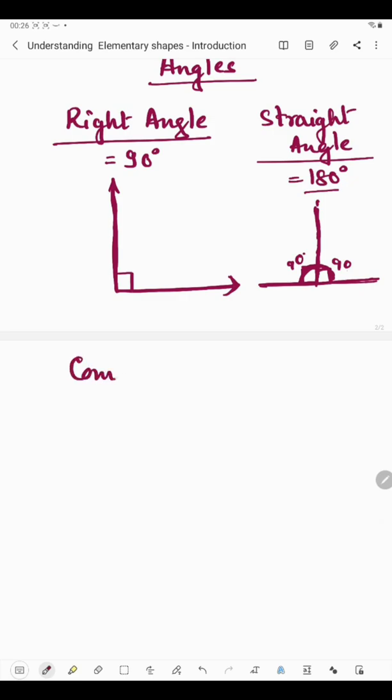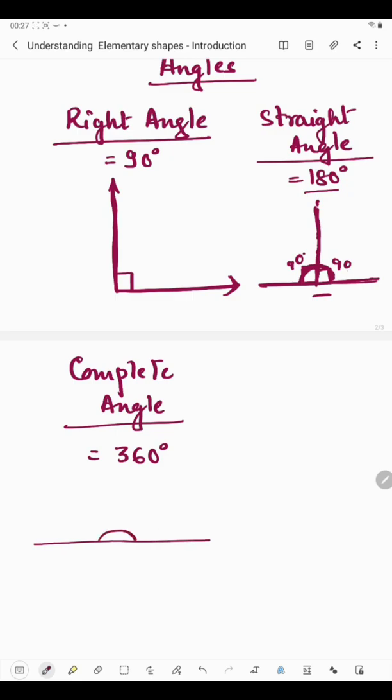Now next we have the complete angle. Now see here, 180 degrees is double of 90 degrees and the complete angle is double of 180 degrees. So a complete angle makes 360 degrees. Now see, this is a straight line which is 180 degrees. If you check the opposite side, this is also 180 degrees. So 180 and 180 make 360 degrees. So 360 degrees means the complete whole.